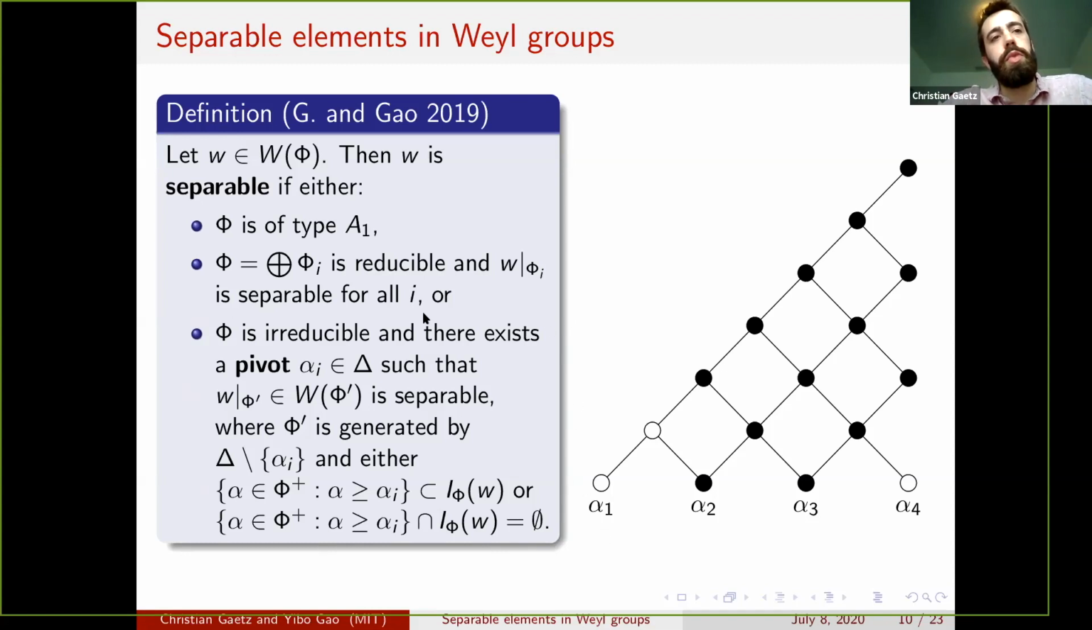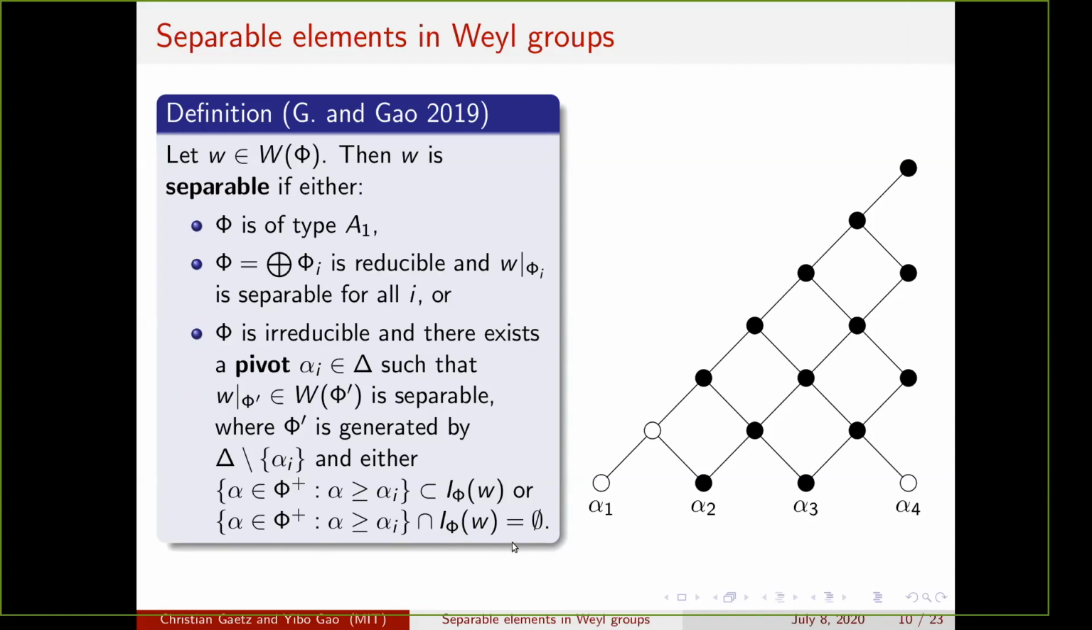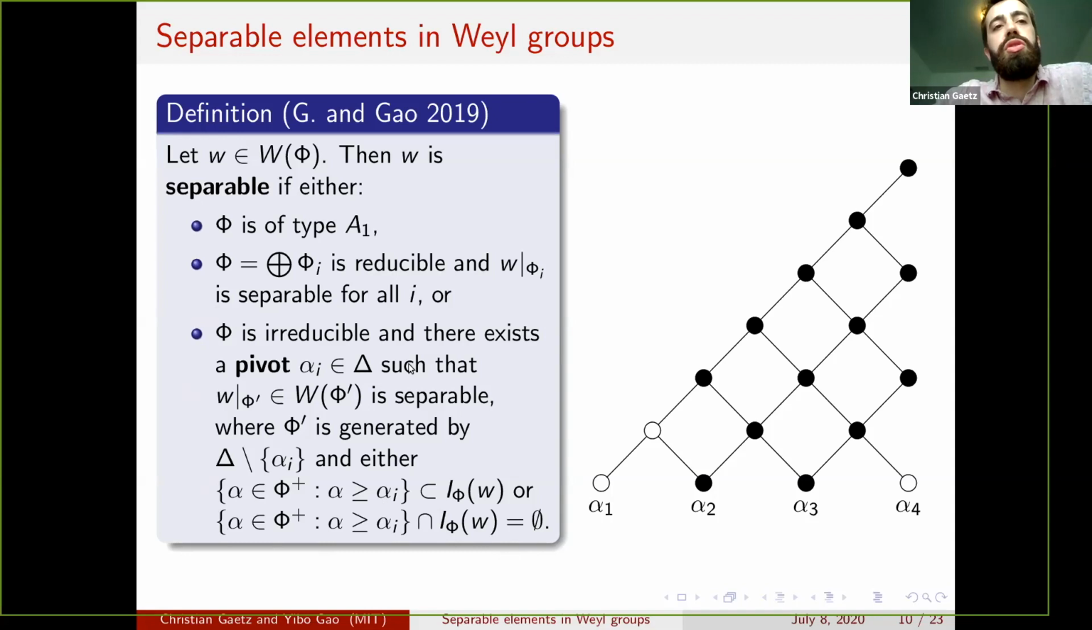And for now, you should just think that this bullet point is trying to model this possibility of having either a direct sum or a skew sum of permutation matrices. So we require there to be a pivot, which is a certain simple root, such that, first of all, if I restrict to the subsystem with that simple root removed, then I'm still separable. And also, one of these two things must happen.